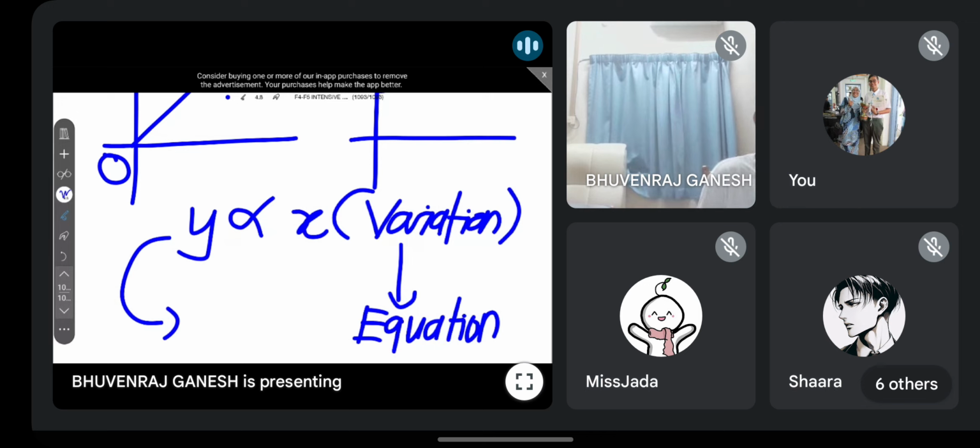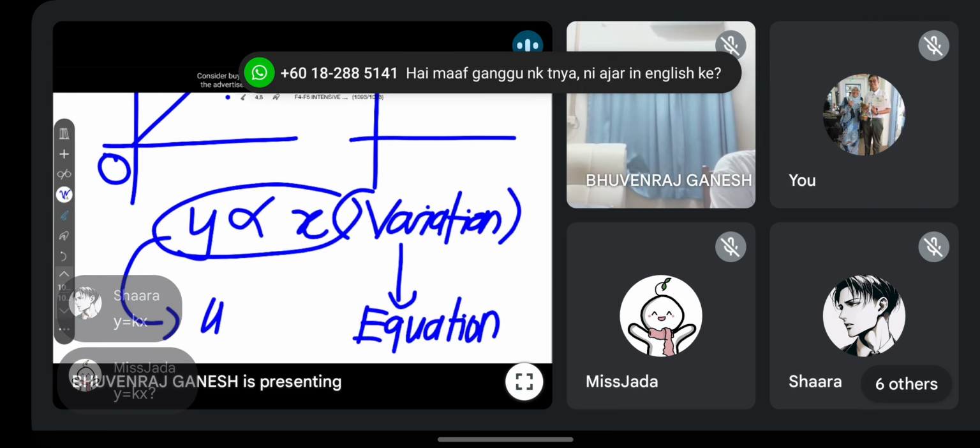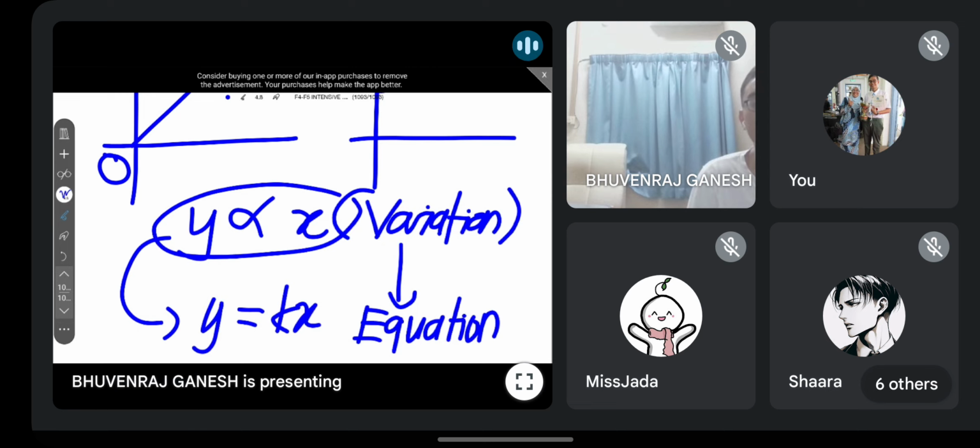Can you all comment? How will the equation look like? Come on. What's the equation? Apa persamaan dia? If you have this variation, what is the equation you will get? Apa persamaan kamu akan dapat? Yes, correct. Y equals to kx. Yes, correct. Be confident. This is the answer.